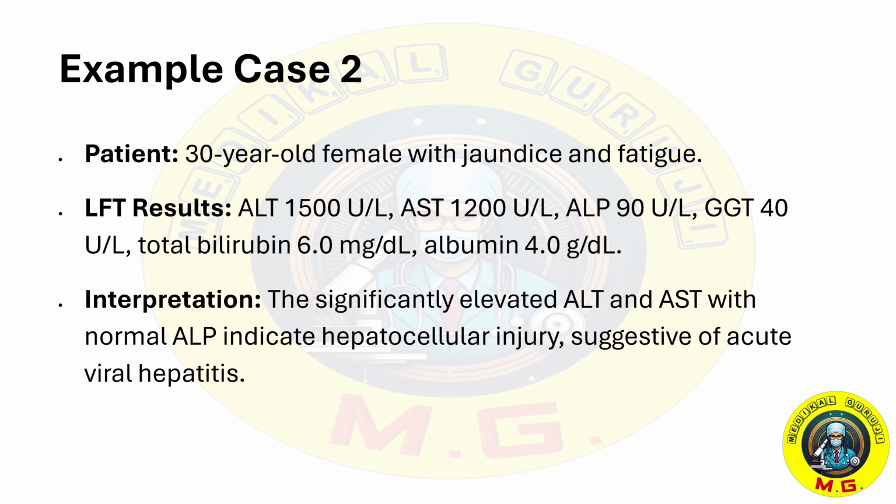Second example, a 30-year-old female presents with jaundice and fatigue. LFT results show ALT 1500 units per liter, AST 1200 units per liter, ALP 90 units per liter, GGT 40 units per liter, total bilirubin 6 mg per deciliter, and albumin 4 grams per deciliter. As we can see, ALT and AST levels are both raised and total bilirubin is also raised. This significantly elevated ALT and AST with normal ALP indicates hepatocellular injury suggestive of acute viral hepatitis.